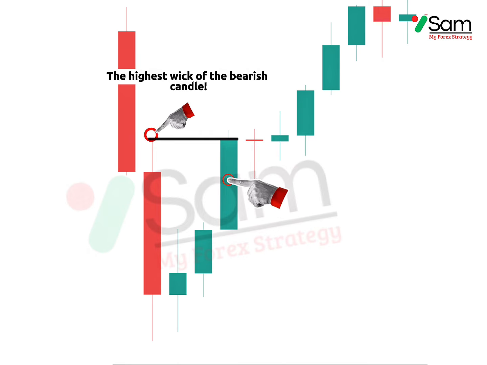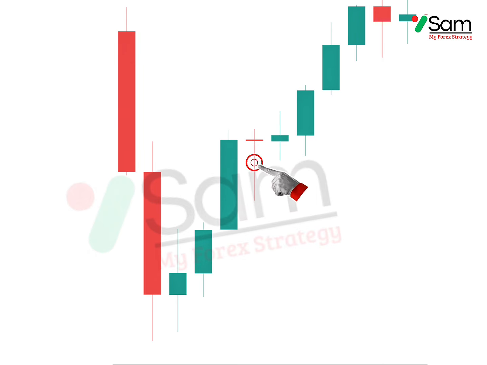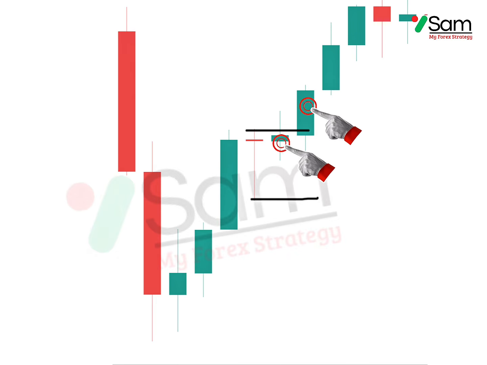Now, pay attention to what happens next. Here, a small bearish candle appears, commonly called a doji. After that, this doji is broken out by two bullish candles. This is where a valid bullish engulfing is formed. Why is it valid? Because one bearish candle is successfully broken by two bullish candles.